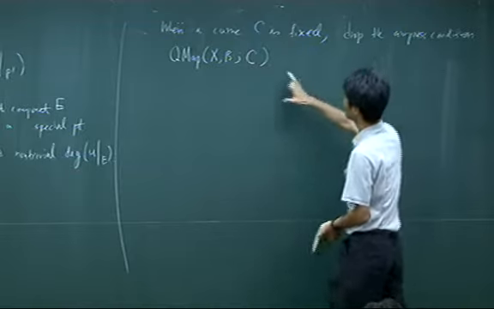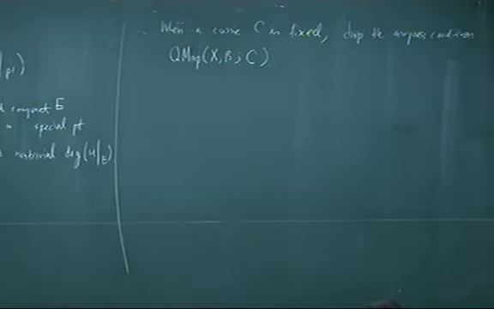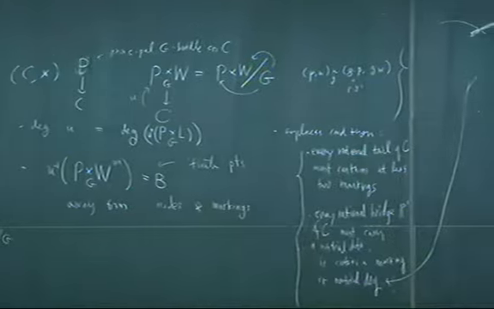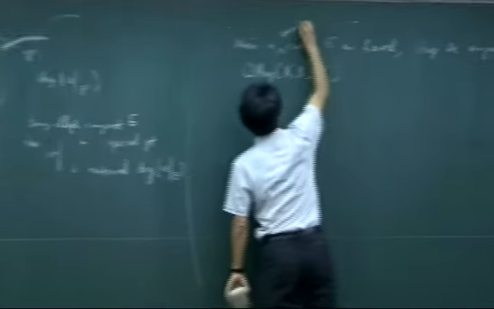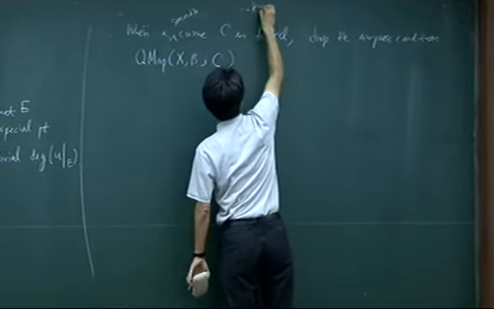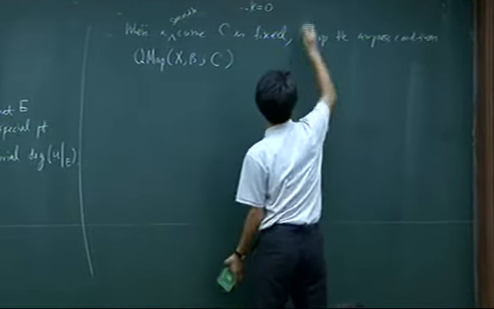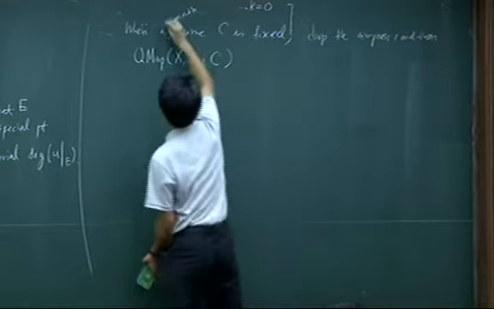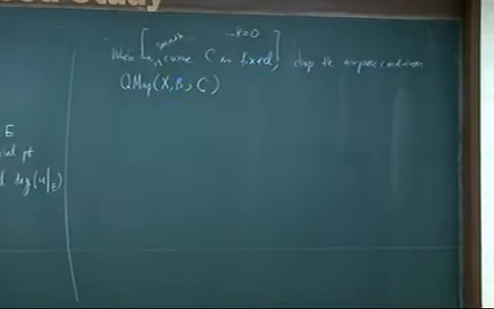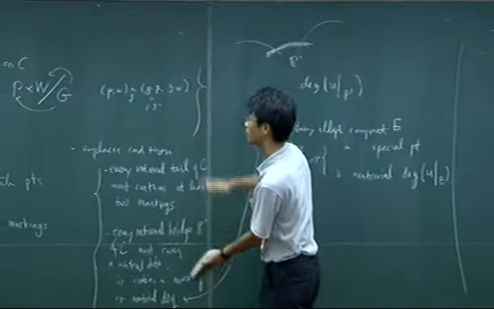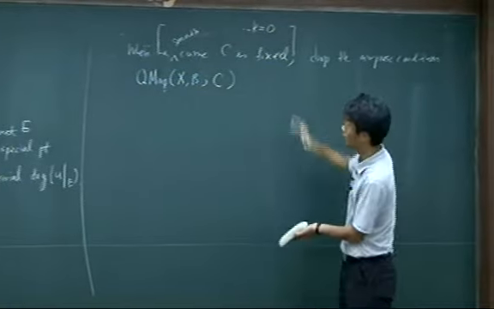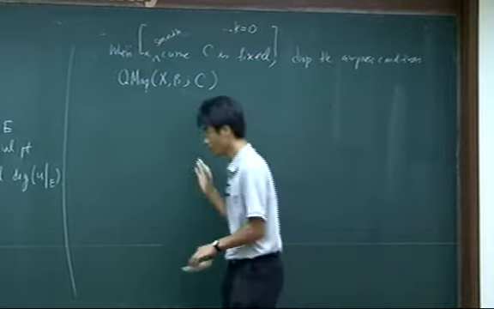Let me simplify further in this way. Take the smooth curve, and in this case the marking is zero. There are no markings. So in this case, just drop this ampleness condition, and then this QMap space denoted this way will also be compact, also very separated.